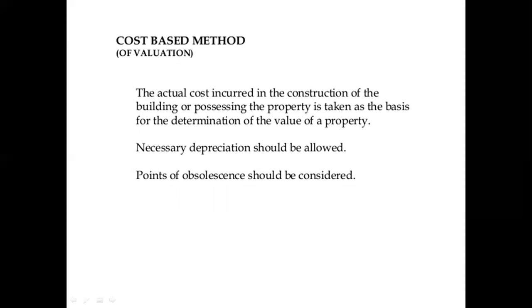Cost based method of valuation. The actual cost incurred in the construction of the building or purchasing the property is taken as the basis for the determination of the value of a property. Necessary depreciation should be allowed. Points of obsolescence should be considered.